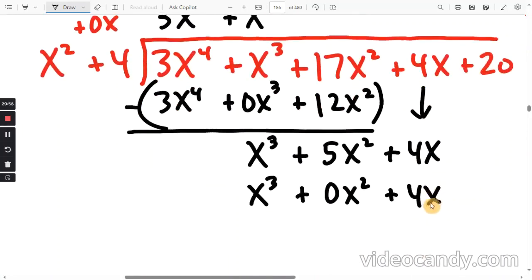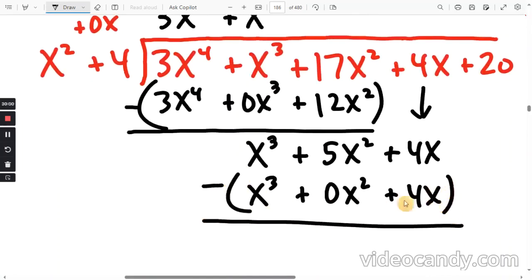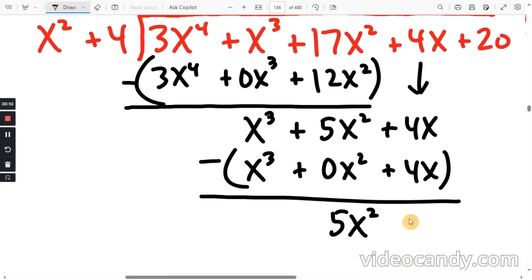We are subtracting this whole thing. x to the third minus x to the third, gone. 5x squared minus 0, 5x squared. 4x minus 4x is 0. I'm going to write it just to line it up and finally bring down the 20.